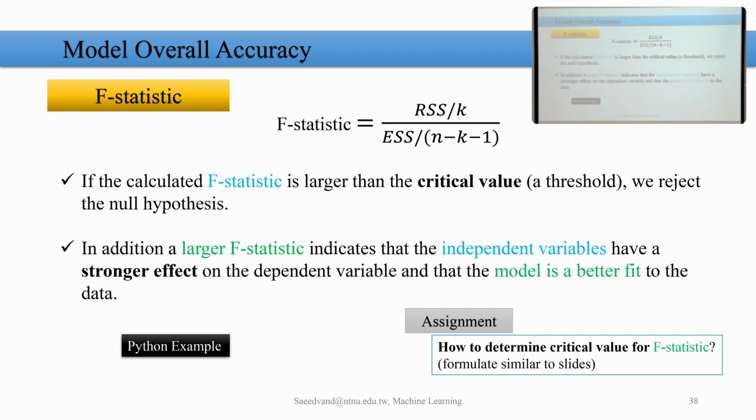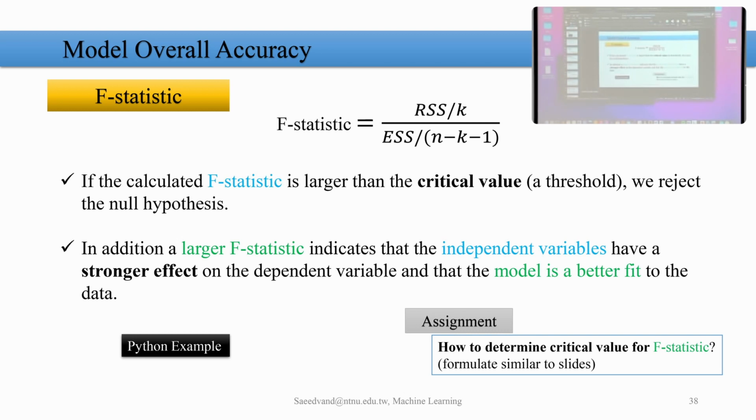We have a Python example. I implemented the code for you over here, so let's have a quick look. All these metrics that you see over there are implemented here: the mean square error calculation, the RSE calculation, the R squared calculation.